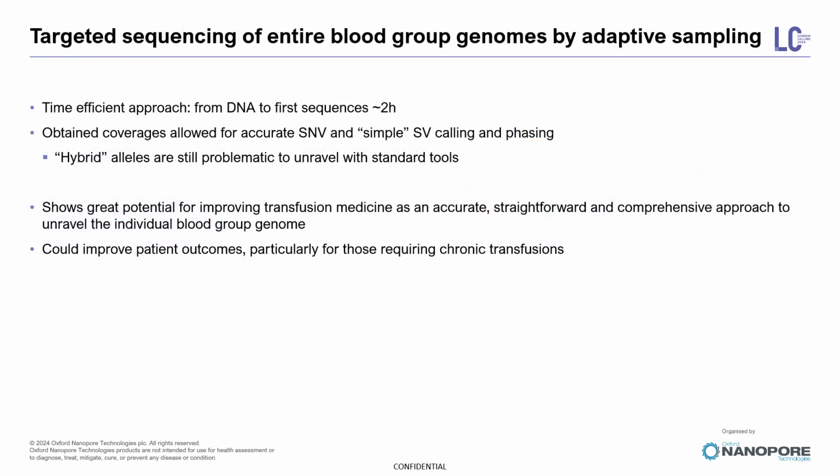In conclusion, adaptive sampling emerges as an effective and time-efficient tool for characterizing the entire blood group genome. While it has successfully uncovered a novel large deletion, addressing rearrangements between homologous regions remains a bioinformatic challenge. Nonetheless, adaptive sampling demonstrates significant potential to unravel the individual blood group genome, thereby potentially enhancing patients' outcomes, particularly for those who require chronic transfusions.